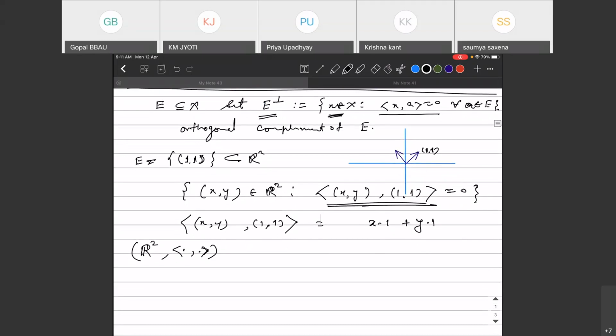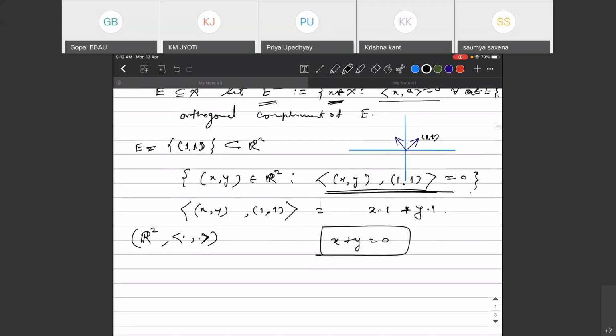So this is x plus 1 plus y dot 1, clear? Okay, so from here, since this is 0, what we get is x plus y equal to 0. Do you know what this is?